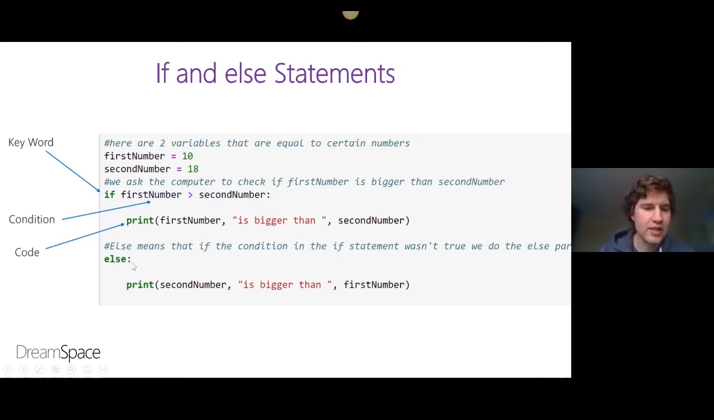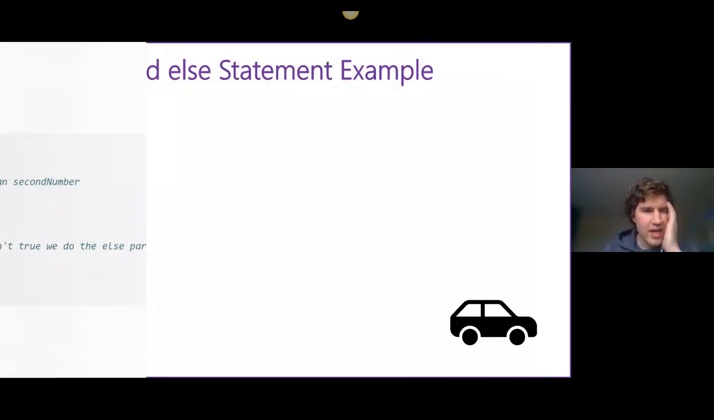So here it says else, and then we print out second number is bigger than first number, but instead of second number, we'll put in the number 18 because that is what it's assigned to. So 18 is bigger than 10. And this is how we're going to try and use our if and our else statements as best we can to figure out problems. So we'll take a look at a problem now.